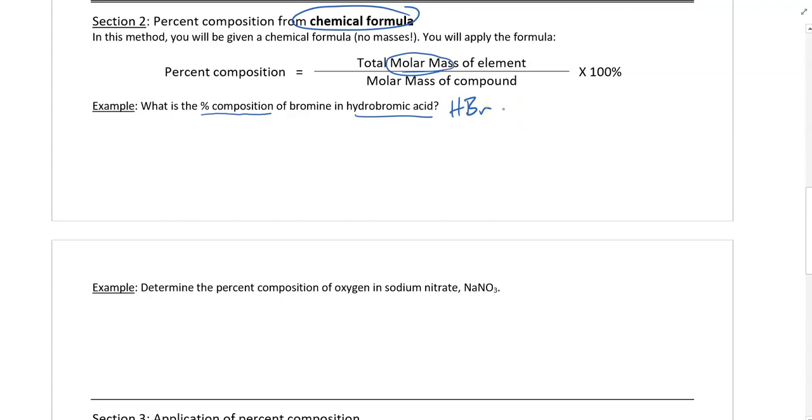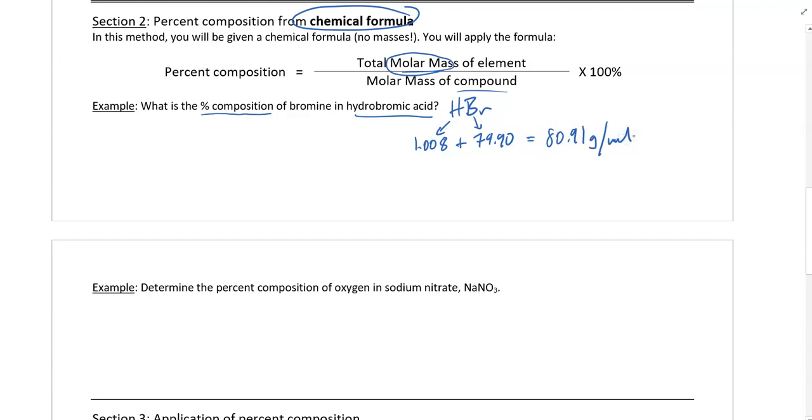And from here, we have to do a little bit of work. I know that I don't have any masses, so I have to use the molar masses from the periodic table. Pulling the number from the periodic table, that number for hydrogen is 1.008. Br is going to end up being, let's see, 79.90. Both these are in grams per mole. Planning ahead, I'm also going to have to get the molar mass of the entire compound, so I can add these two together. That's going to give me a value of 80.91 grams per mole of the compound.